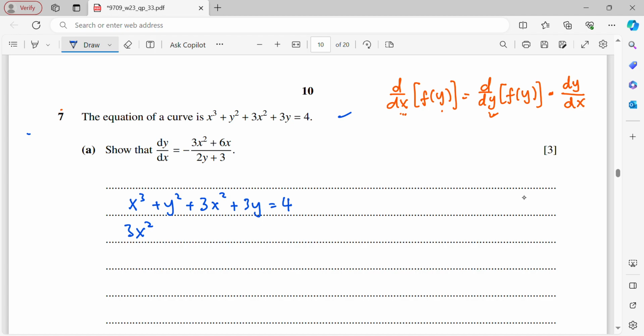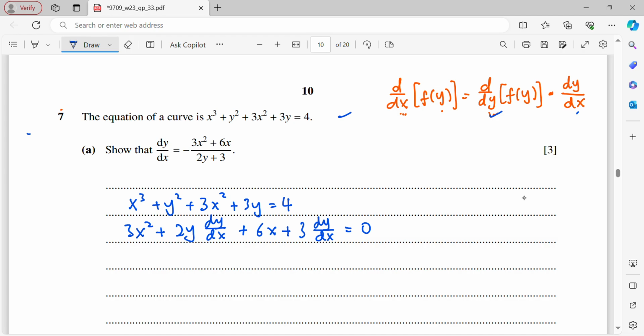Now first of all, when I differentiate y squared with respect to y, it will be 2y, then always times dy/dx. The third term, when you differentiate 3x squared, will be 6x. Then the 3y becomes 3 dy/dx, equals 4. The 4, because there's no x, is a constant, so you get 0.